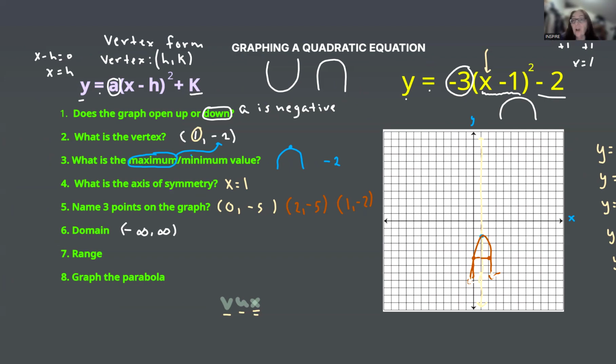Now the range is how high and low it's going to go. Well, our highest point on the graph was negative 2, our maximum here. And the graph is going down from there. So our range is anything less than or equal to negative 2. Another way you could write that is from negative infinity to negative 2. And we're including the negative 2, so I have to put it in a bracket.